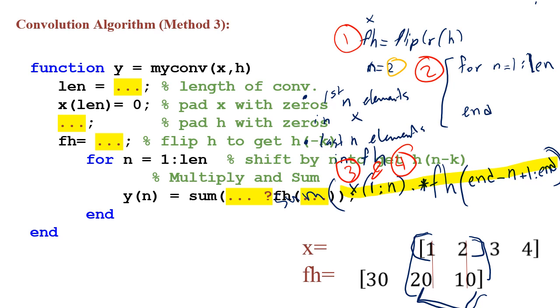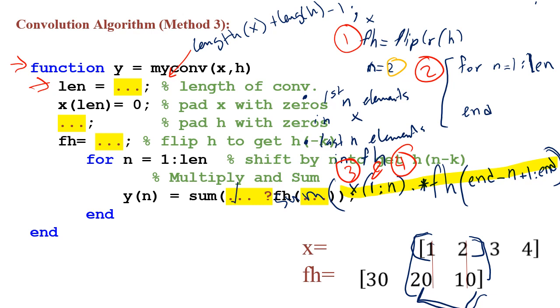Again, let me explain it one line at a time. The first line of code is the function definition. We've already talked about that. And in here we have the length of the convolution output. We said it's always going to be length of the first signal. Let me write it down. So this is going to be length of x plus length of h minus 1, semicolon.